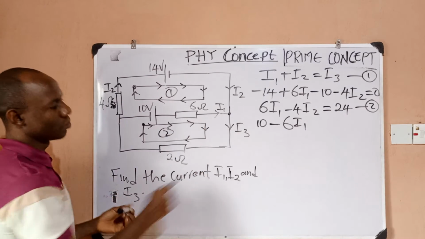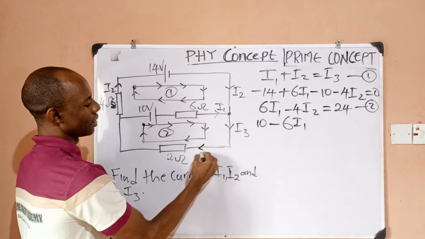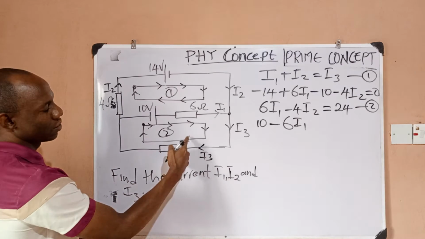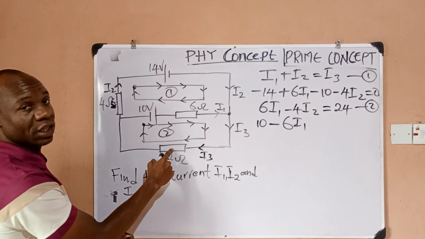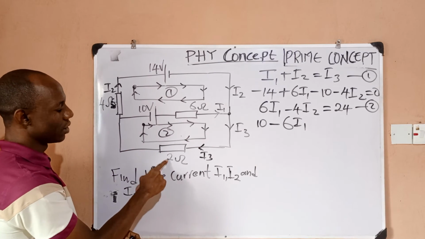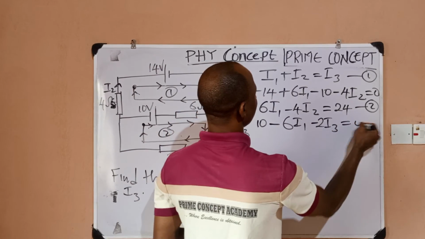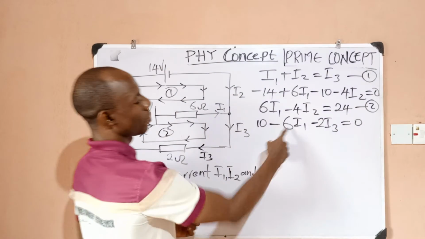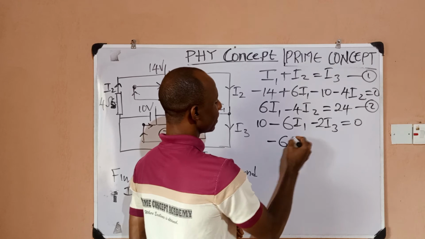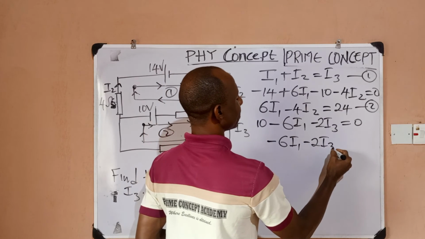If I continue my movement, come down, I'm moving like this with my loop. See the direction of my loop. Now this is our current, still moving in the same direction. This is our I3, still moving like this, same direction as the loop. So the voltage drop here is going to be what? Negative. So negative 2 I3 equal to 0, because I'm done with the circuit elements. So if I arrange this properly, I would have negative 6 I1, negative 2 I3.